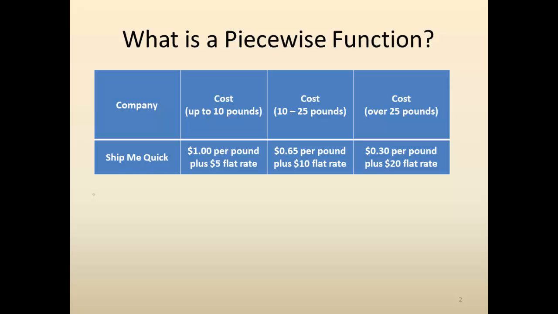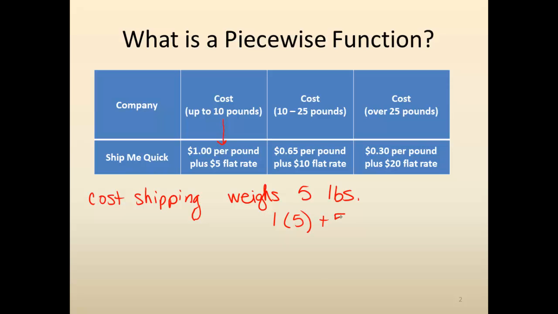So if I asked you what's the cost of shipping an item that weighs, say, 5 pounds, you don't use every single formula. You pick the category it fits and you apply that formula. So 5 pounds is this first category. It means it's $1 for each of the 5 pounds plus a $5 flat rate, so it would cost me $10.